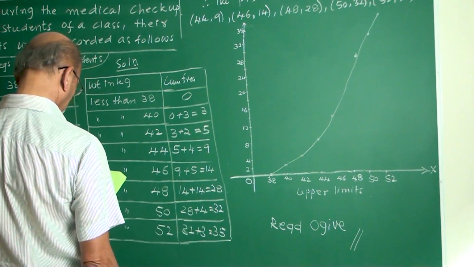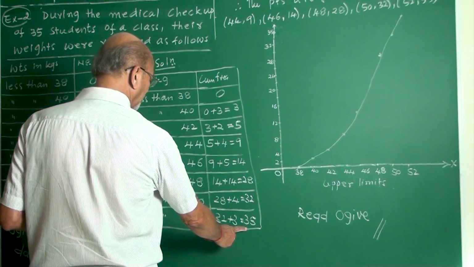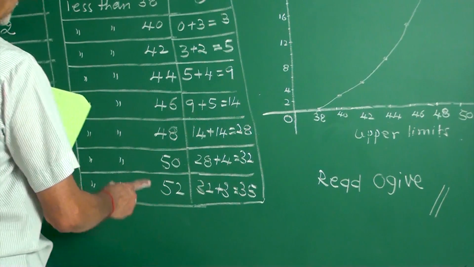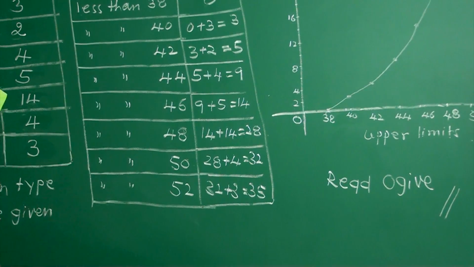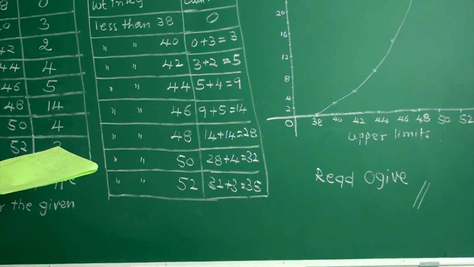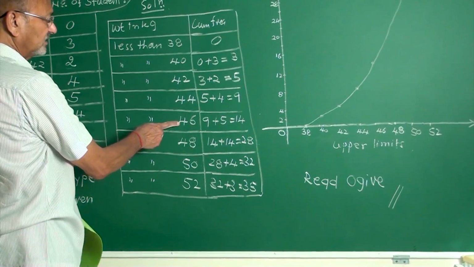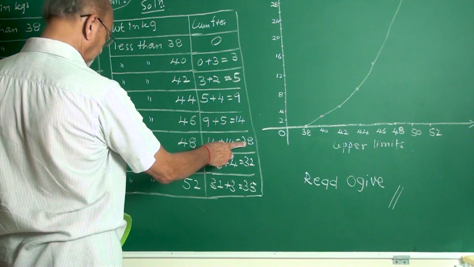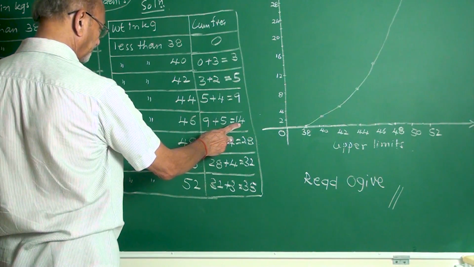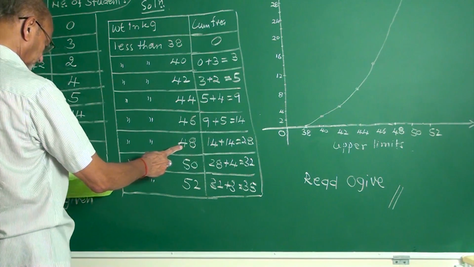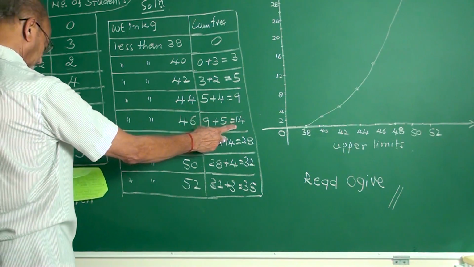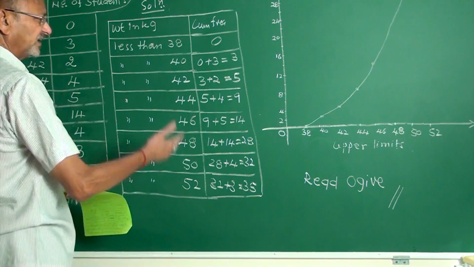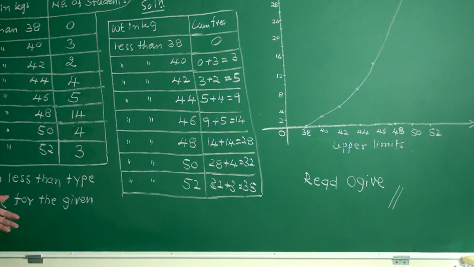In this case, n is 35. What is n by 2? 17 and a half. Then it is in between 14 and 28. Therefore, 48 means it is 46 to 48. 46 to 48 is your median class. L is 46. F is 14. CF is also 14. So like that you can find, my friends, the wanted median, mean, everything.